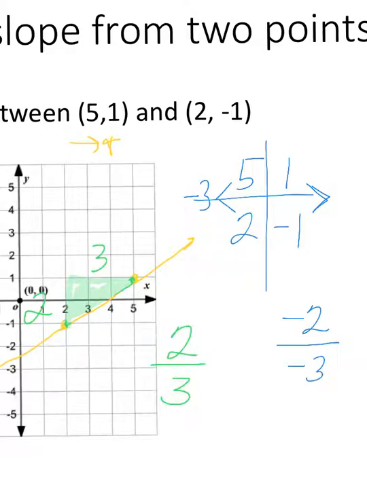Down 2 and back 3 is the same thing as up 2 and over 3. So these are the same thing. -2 divided by -3, or negative rise and a negative run are the same thing as positive. So this one has a slope of 2/3.